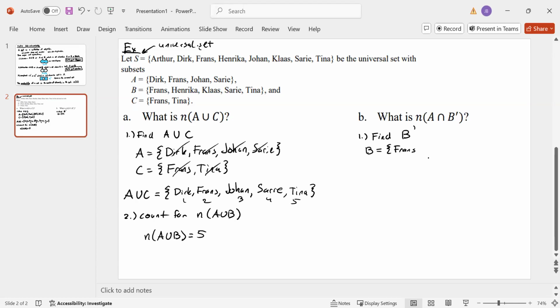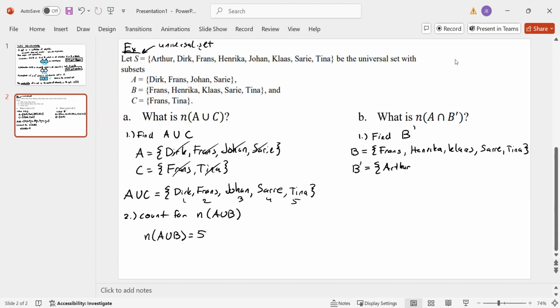Again, you don't have to do this, but that's going to be Franz, Henrika, Claus, sorry. And let me give myself a little bit more space. Tina. Okay. And then the complement is just everything that is not what I have above me. Okay. So if I look at the universal set, I have Arthur, right? So Arthur is allowed.